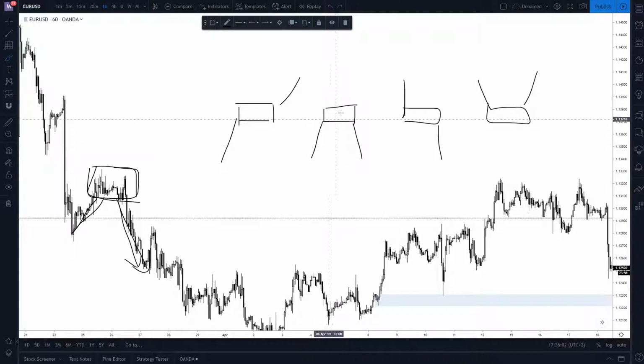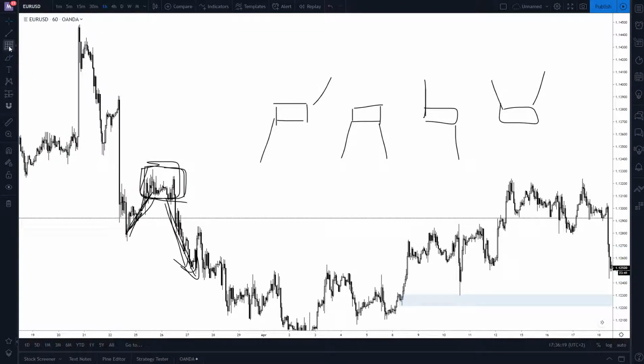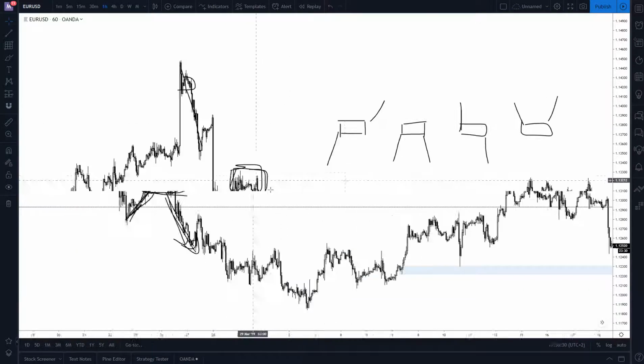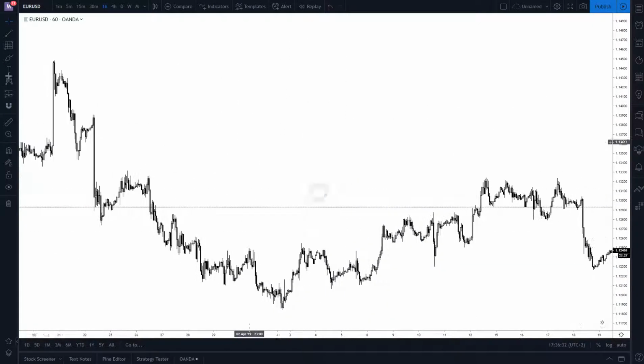Then you have a rally base drop, which is the case right here. You can see price rallied into the level, made a base, made this consolidation, and then dropped. So this is your rally base drop. And you have two more: drop base drop, which you can see here, drop, some consolidation, drop, and then drop base rally, which I kind of don't see, and it's not really that important actually.